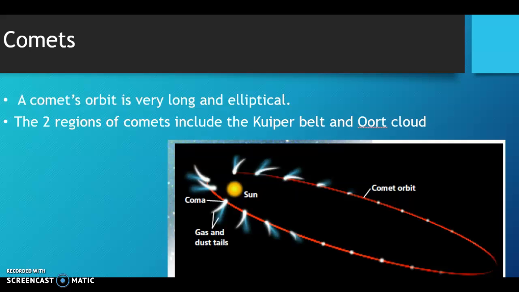Now there are 2 regions of comets, which include the Kuiper Belt and the Oort cloud. These are regions where you find a lot of comets. And so again, a comet is like a big dirty snowball. It's got a solid core, and when it heats up, the gas that eludes out from the back causes a nice tail, which is the tail that you see. And it's because it's been heated up.